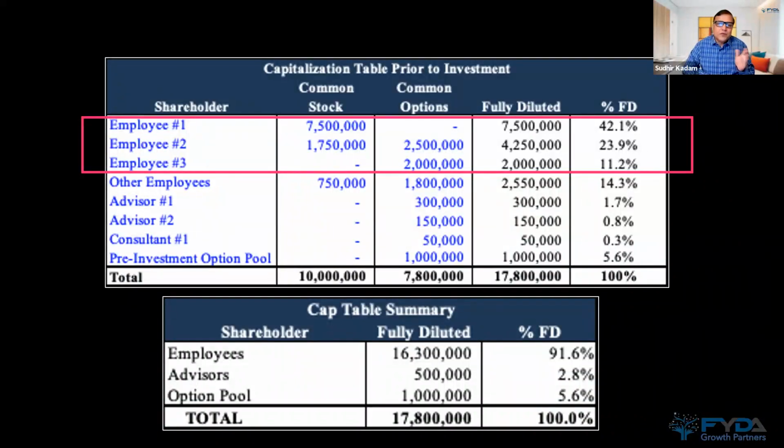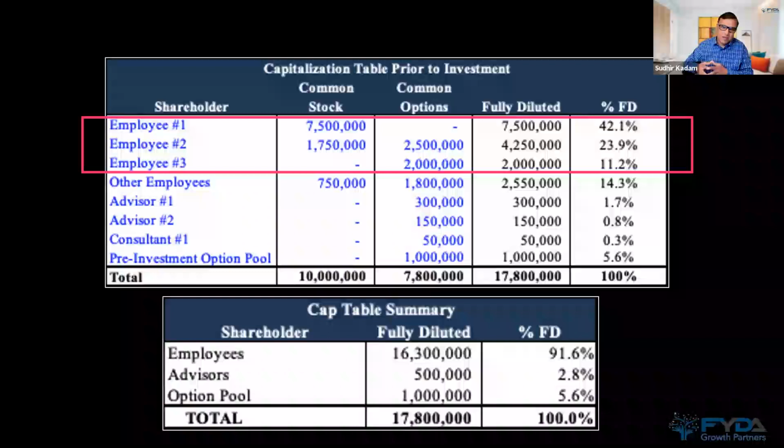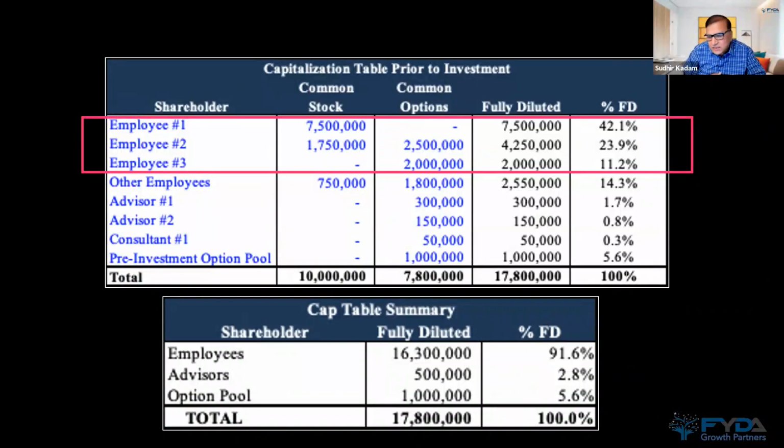Cliff means for a certain period of time, the options don't vest. Usually the cliff is about 6 months. So for 6 months, no options will vest. They will be accrued, and suddenly they will vest at the end of month 6. That is typically called a cliff. A cliff can be 3 months, 6 months, or there can be no cliff. This is all a matter of negotiation.